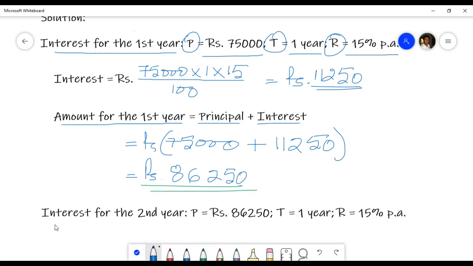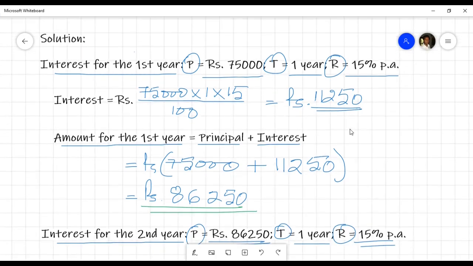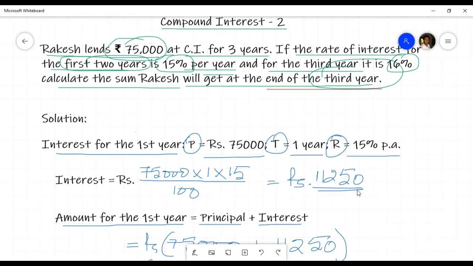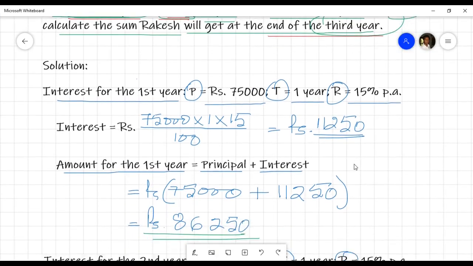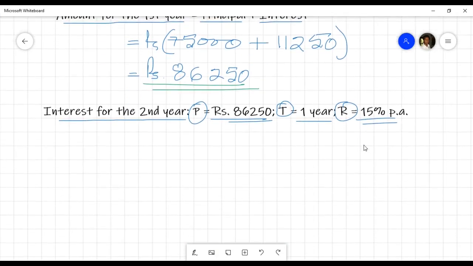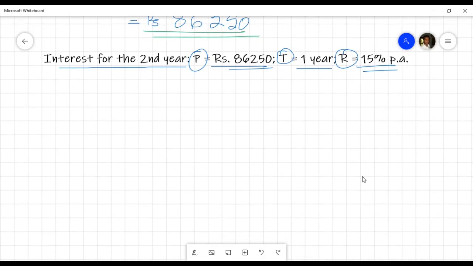The next step is to find the interest for the second year. The principal for the second year will be the amount of the first year, rupees 86,250, time is 1 year, rate will be 15% per annum, because if you see the question, it says that the rate of interest for the first 2 years is 15% per year. For the first 2 years the rate will be the same. That's why we have taken R or rate as 15% per annum.